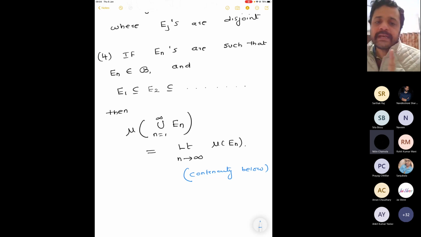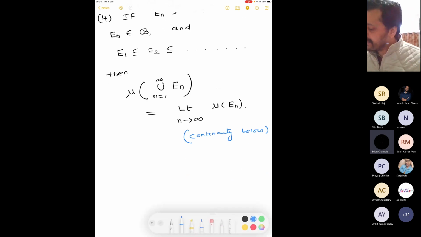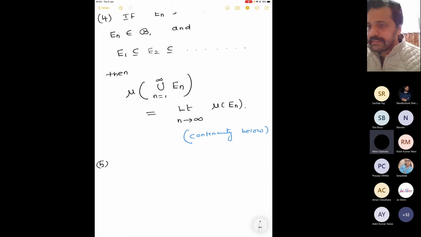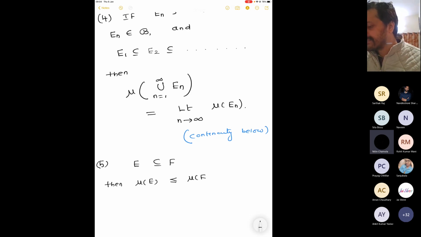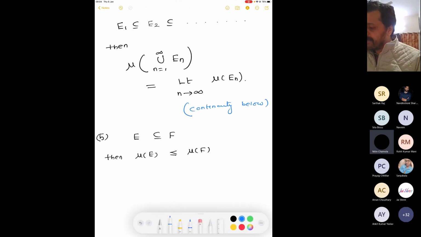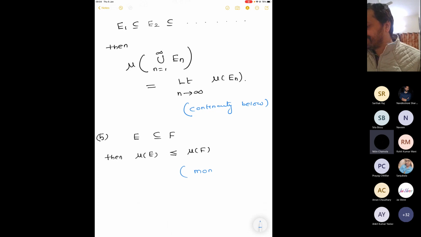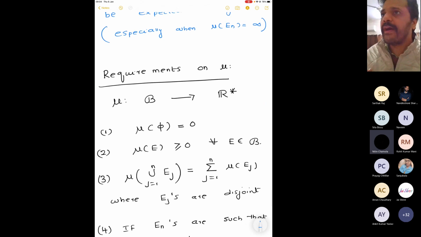And you have seen that continuity from above we cannot expect. Are you with me? Yes, sir. And one more condition that we have on mu is that mu is monotone. If E is contained in F, then mu of E is less than or equal to, pure common sense, mu of F. Monotone. So these are the requirements that so far we could expect on mu.